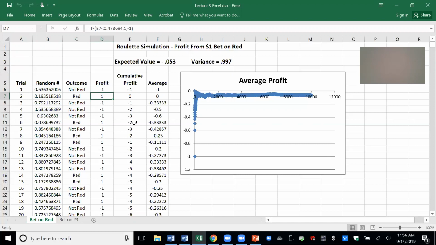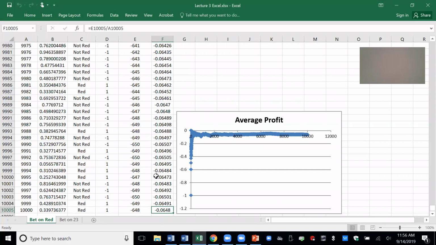This is the cumulative or running total profit, and then we divide that by the number of trials to get our average profit per play. And if we go down to the bottom here, after 10,000 times, we lost 6.48 cents per play, or $648. Is that in the bounds of what I expected?